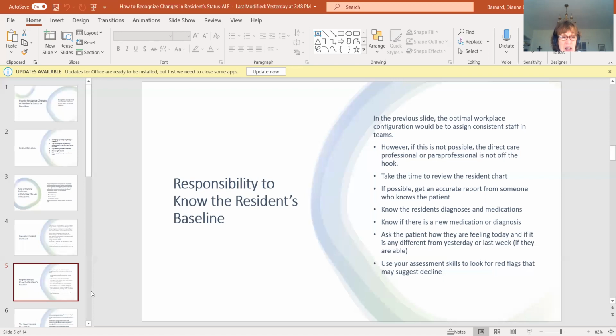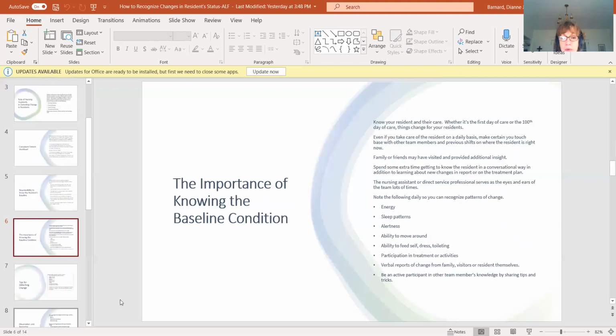Okay, good. So the importance of knowing the baseline condition, I probably went over all of this already. Who is responsible? Where do you get your information for the baseline condition? Obviously from the chart, from the treatment record, from the home health aide plan of care, you would get your baseline, the diagnoses, just kind of like the black and white, the play-by-play for the patient's day.